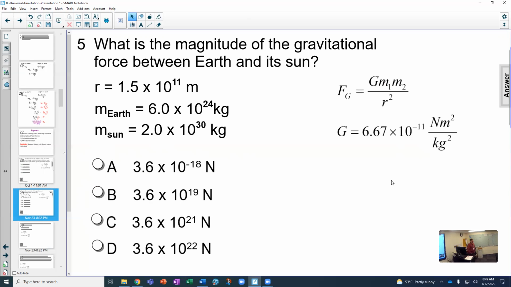Can you have an answer? Show me your hand so I can kind of see timing wise. Okay, got quite a few. Give you another 30 seconds or so for those still working.